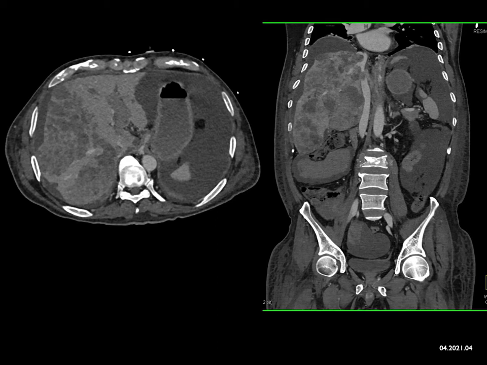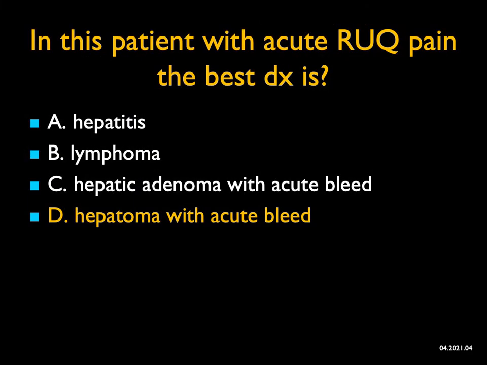So now we're dealing with a bleed. Now, hepatic adenomas can bleed, but this is just way too many lesions for hepatic adenoma. To me, the most likely cause is going to be a hepatoma. Hepatomas can bleed. Hepatic adenomas can bleed, but again, hepatic adenomas that bleed usually are solitary masses. The truth is hepatic adenomas can develop into hepatomas over time, so you could consider maybe that's the story, but to me the best answer is hepatoma with spontaneous bleeding, and that indeed is the correct answer in this patient.